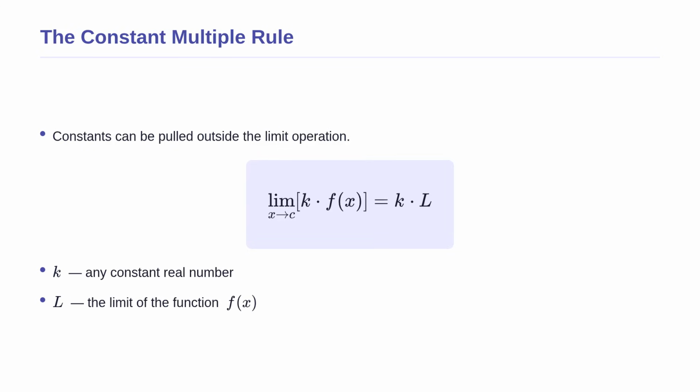Our next tool is the constant multiple rule. Think of this like buying 3 identical bags of apples. You just find the price of one bag and multiply it by 3, rather than scanning every single apple. Here, k represents any constant real number, like 2, -5, or 0.5. A constant is just a fixed number that does not change as the variable x changes. This formula tells us that if a function is multiplied by a constant number, you can just find the limit of the function first and then multiply that final answer by the constant. If the constant increases, the final limit scales up proportionally.